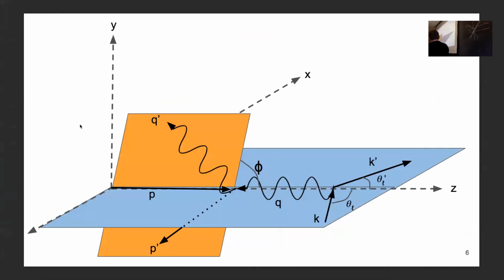So here's just a quick picture. This is your leptonic plane. This is your hadronic plane. You have the quark moving along the negative z axis, the proton moving along the positive z, and you emit a real photon and a proton with a different momentum.